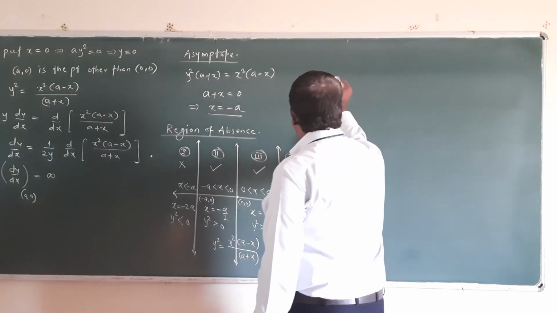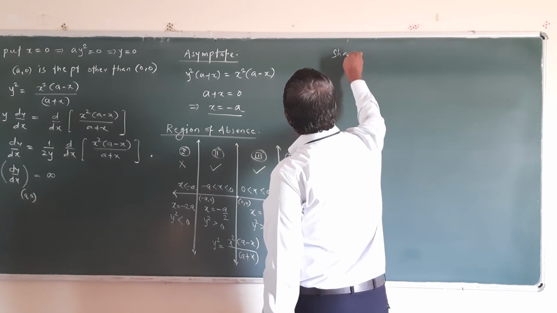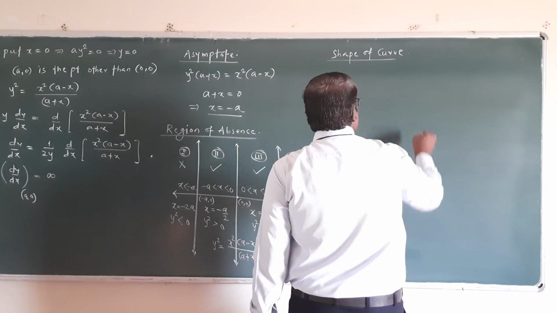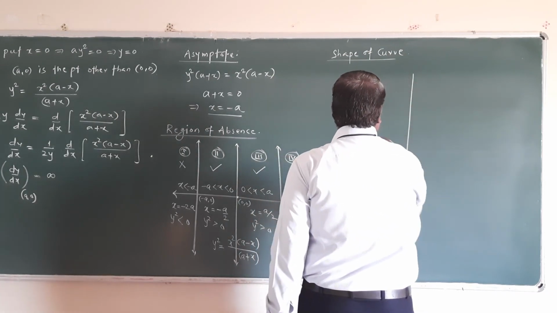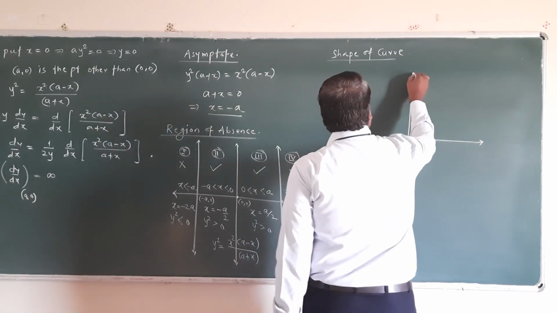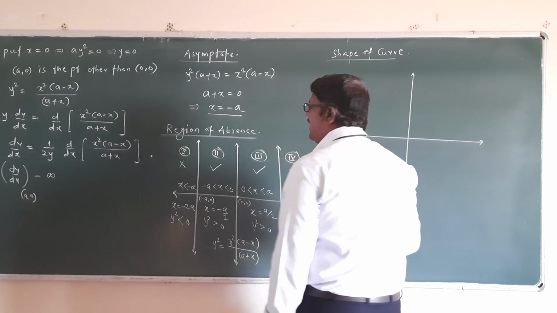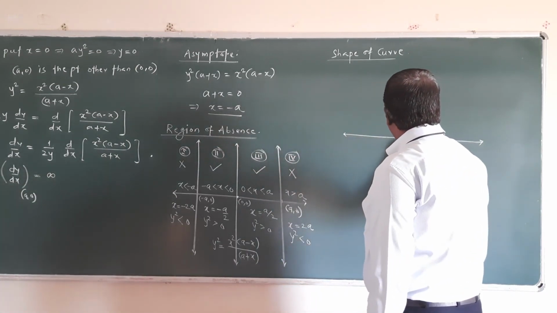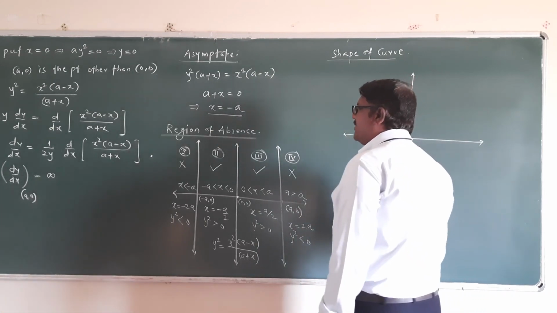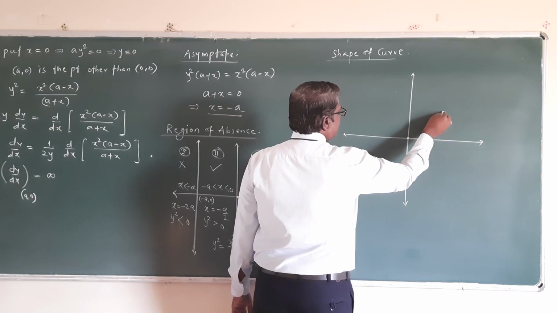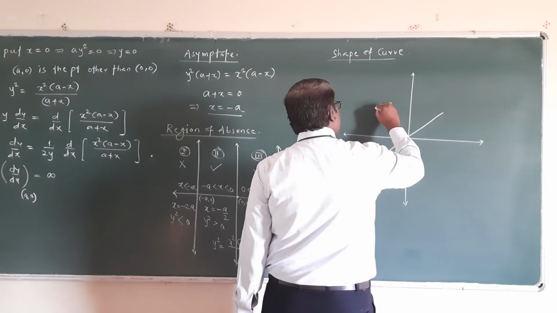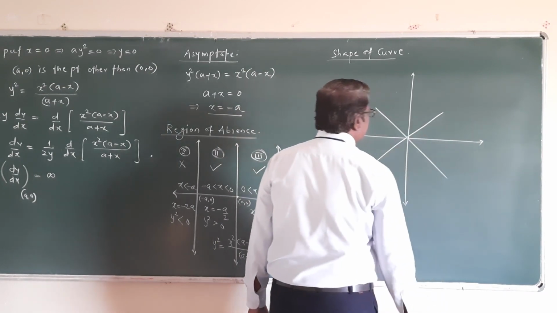Now the last part, that is the shape of the curve. So I will draw the shape of the curve. First, draw the coordinate axis. Now, the first point, symmetry, you will see at the last. The second is the origin. Yes, the origin is present. At the origin, what are the tangents? y equal to x. This is the line y equal to x. y equal to minus x. This is the line y equal to minus x.